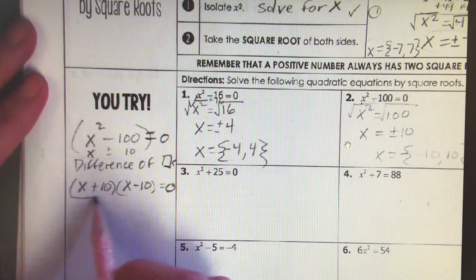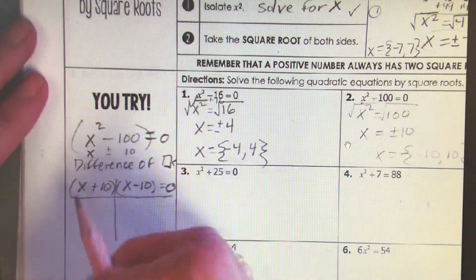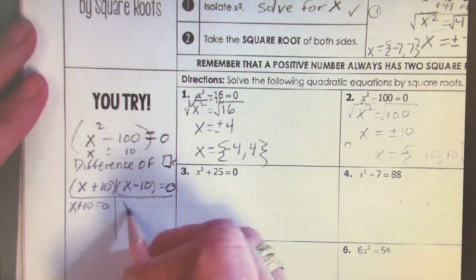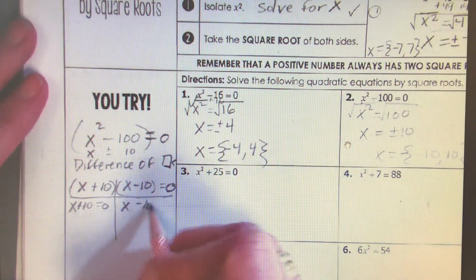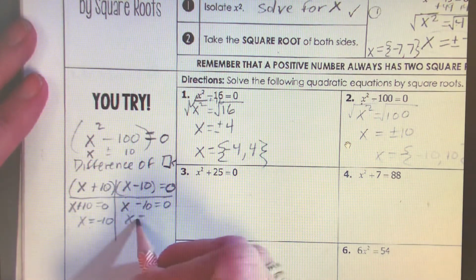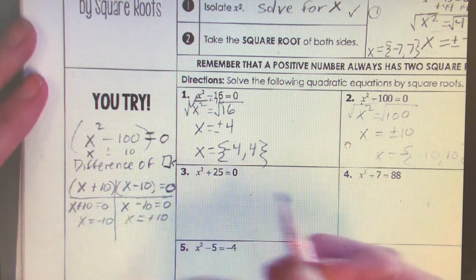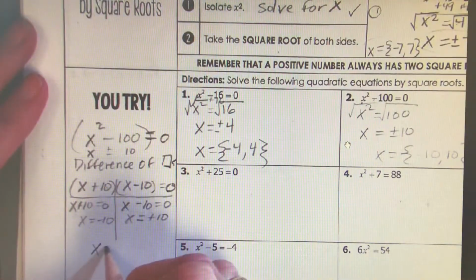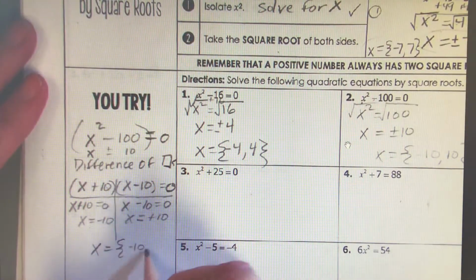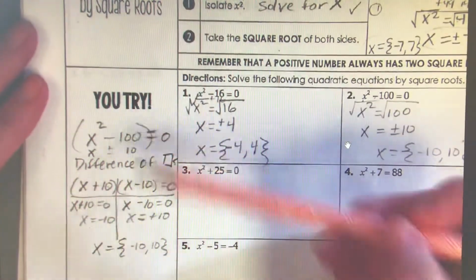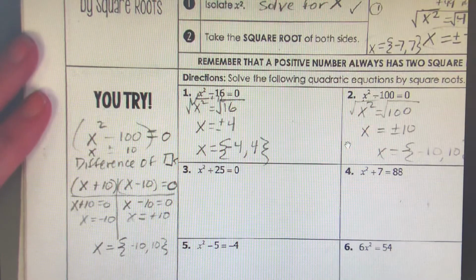Now, following my rule, I can set both expressions to 0 and solve. So x equals negative 10, or x is equal to positive 10. And guess what? That means the same exact thing. So x is equal to the set of negative 10, positive 10. So there are two ways to do this, and you can decide which way you like better.